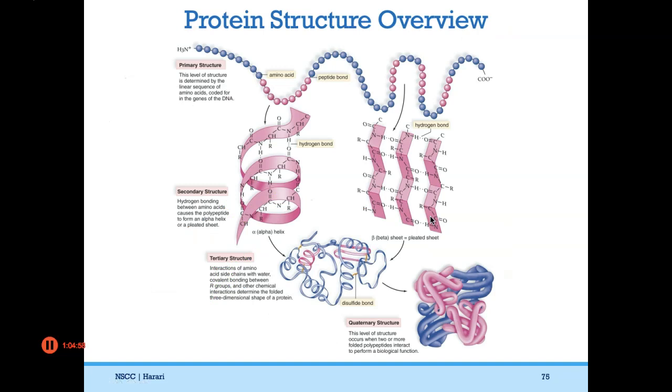So I would pause right here on this image and take a close, hard look at this diagram that shows primary structure, which we said is the sequence of amino acids attached by peptide bonds. We then spoke about secondary structures, like an alpha helix or a beta sheet, that's hydrogen bonding between amino acids in the backbone. We have tertiary structure, which depicts the amino acid interactions with the watery environment or the side chain interactions that determine the 3D shape of a protein. And finally, the quaternary structure results when two or more folded polypeptides interact to perform a single biological function.